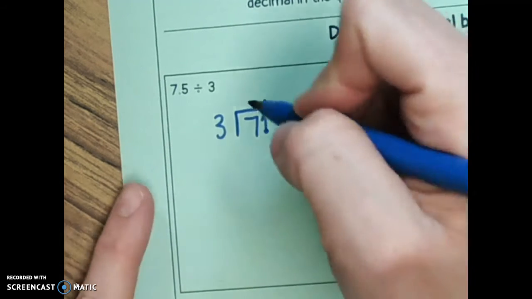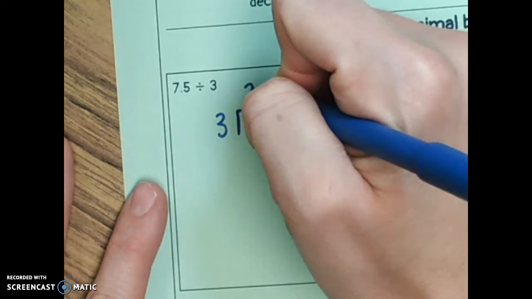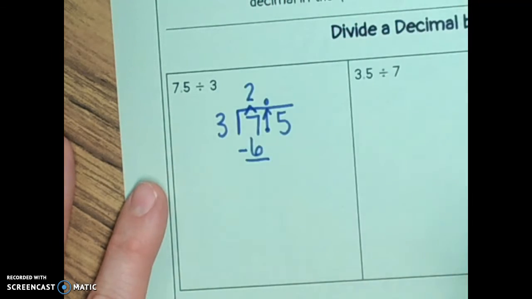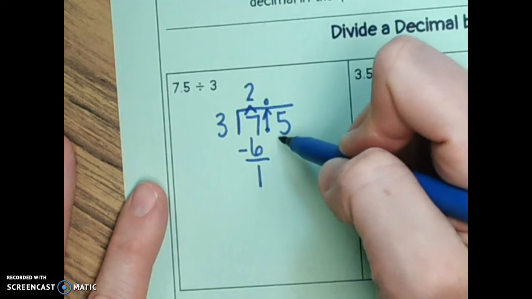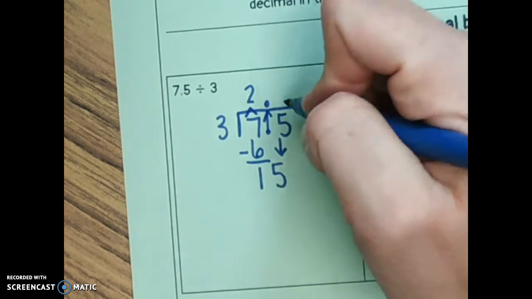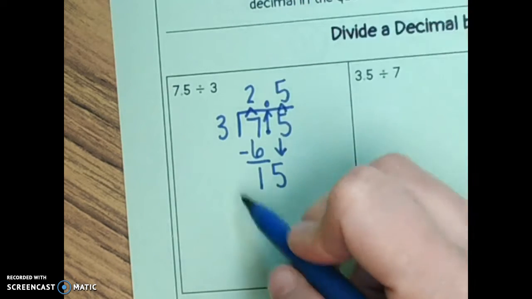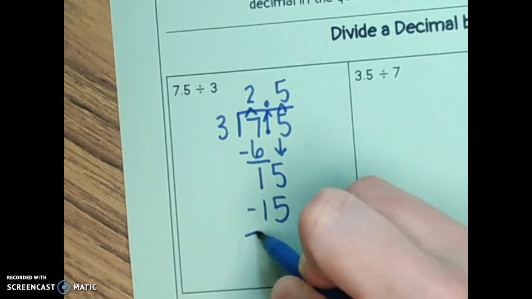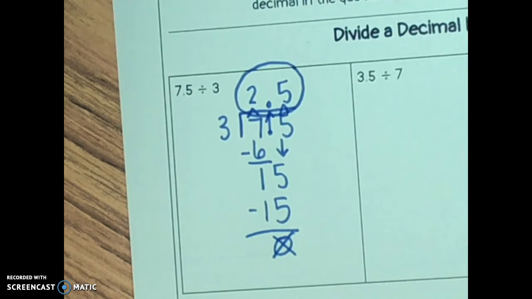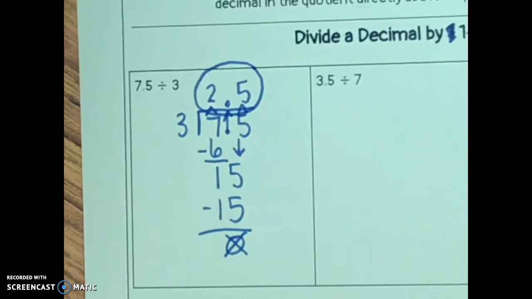So how many times does 3 go into 7? 2, because that is 6. 7 minus 6 is? And then I'm going to bring down my 5. And 3 goes into 15 5 times. And so what is our answer, guys? 2.5. I want to do 15 minus 15. Okay. Let's look at the next one.